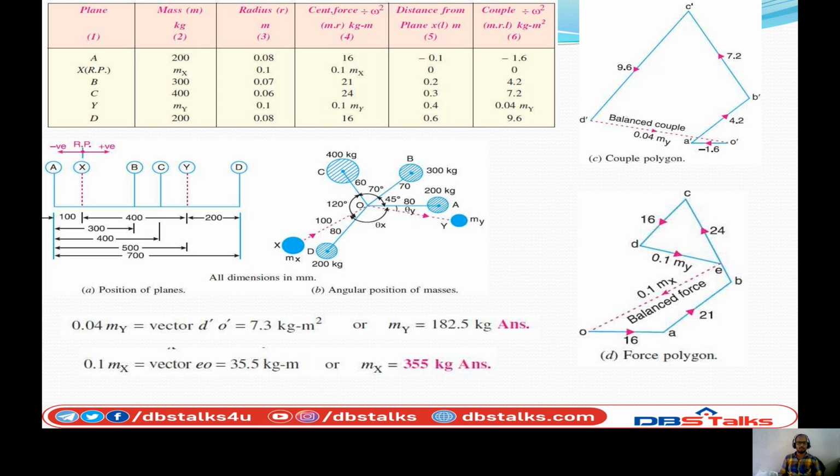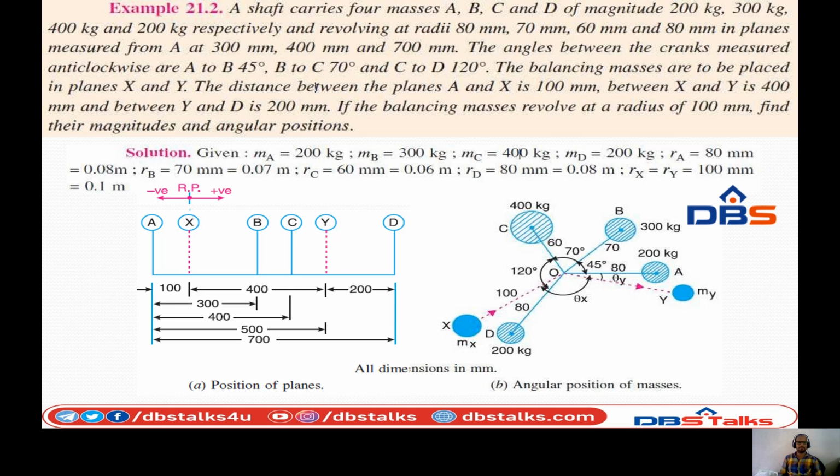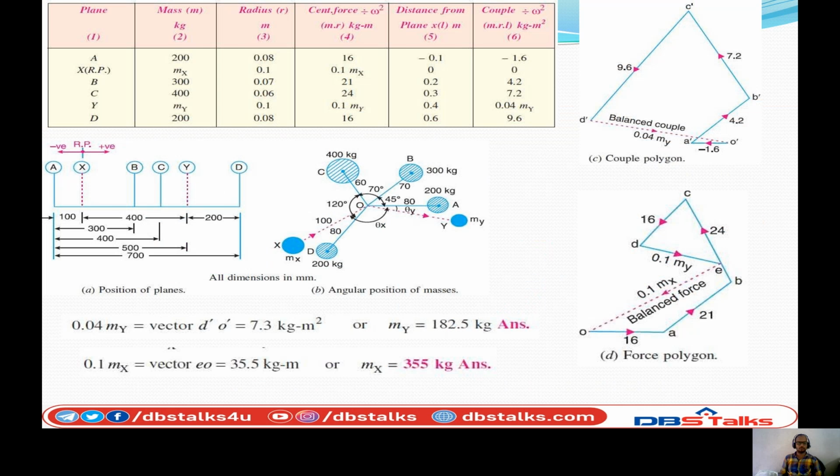According to the table, we need to construct the vector diagram of the couple polygon and force polygon. So what is the order we have placed in the vector diagram? Here also we just copy the position of planes and angular positions diagrams. No need to go to the previous slide. Here also we have to make the diagrams. Always we have to choose these two diagrams.